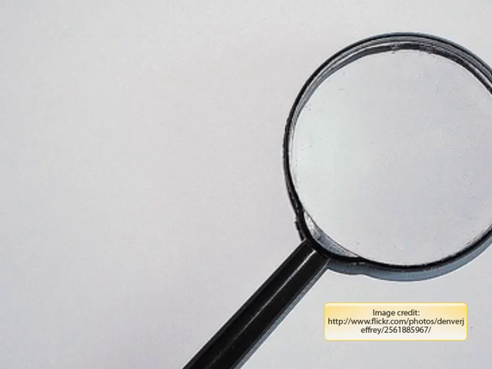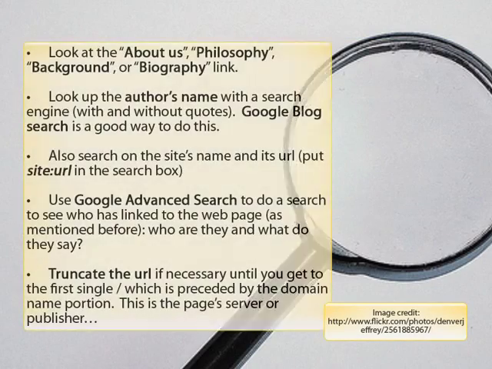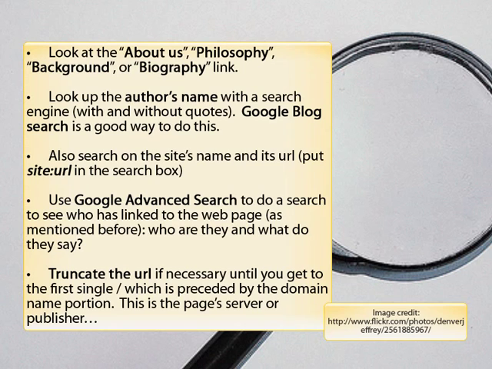Second, if you want to find out more about a particular author or organization, this can be done in several ways. Look at the About Us, philosophy, background, or biography link. Look up the author's name with a search engine, with and without quotes. Google Blog Search is a good way to do this. If you'd like to look at the other suggestions, pause the tutorial now.